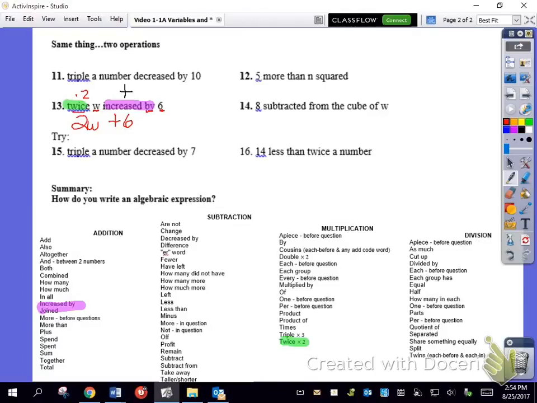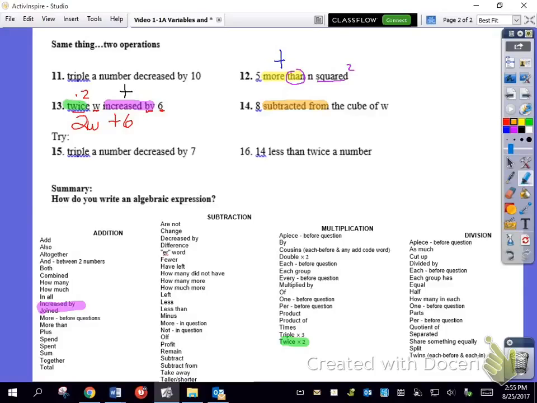Number 12, and I went down instead of across again, sorry about that. More than is plus. Squared is when you have the n to the exponent 2. Now, it says then, so when you see then, you have to, oh, we already did number 12. Sorry, I cleared it off. We're on number 14.